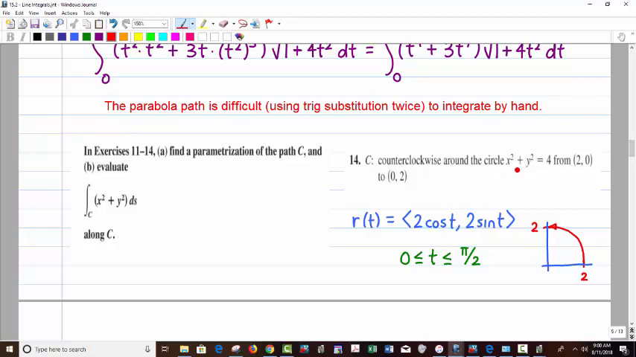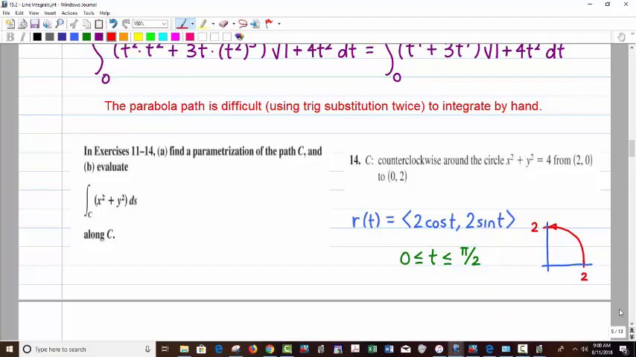Well, since you have a circle, your x is going to be cosine and your y is going to be sine, and their coefficients will be whatever the radius is. So the radius of the circle is 2, which makes it 2 cos t, 2 sine t. And t goes from 0 to pi over 2. Think of it like on a unit circle.